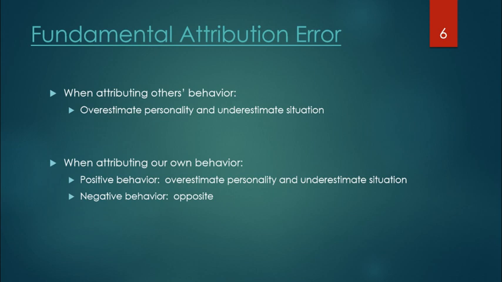Now, the other half of the fundamental attribution error is when we attribute our own behavior. So when we are explaining our own behavior, we make a distinction. If we did something positive, so if we engaged in positive behavior, maybe we won a race or won a sporting event or got a really good grade on an exam or in a class, or you got a new job with a high paying salary. If we do something positive, we tend to overestimate personality and underestimate situational factors.